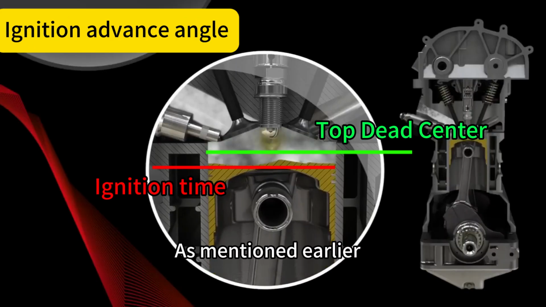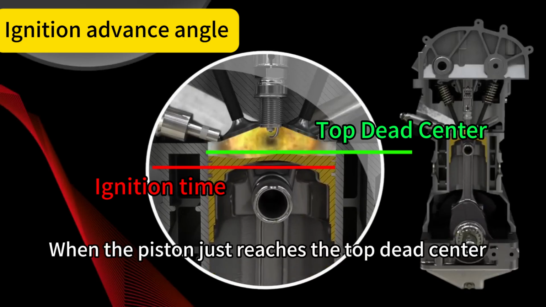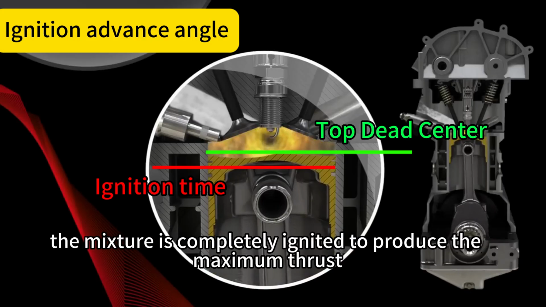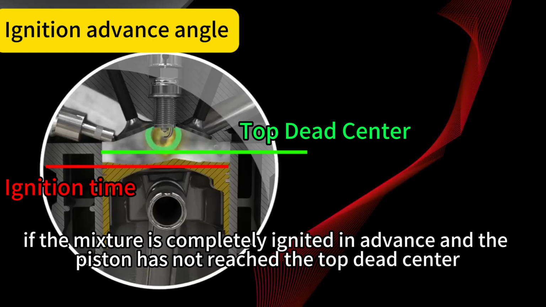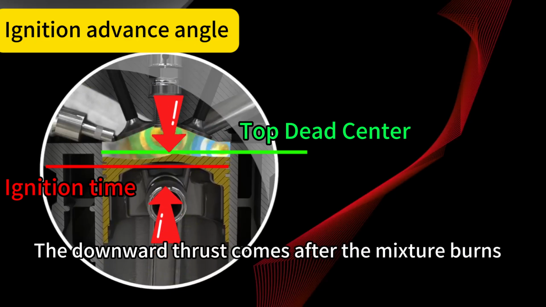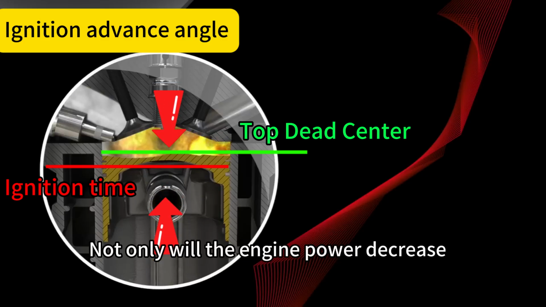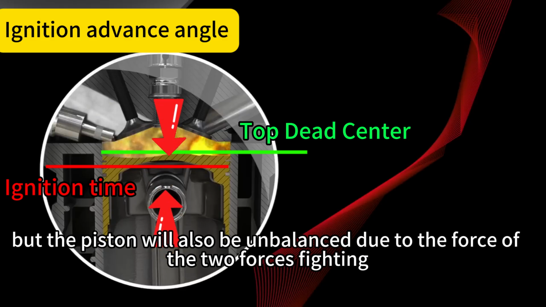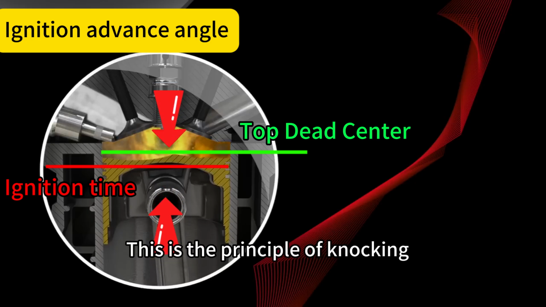As mentioned earlier, the spark plug ignites before the piston reaches the top dead center. The mixture is completely ignited just when the piston reaches the top dead center, producing the maximum thrust. However, if the mixture is completely ignited in advance and the piston has not reached the top dead center, there is still an upward force. The downward thrust comes after the mixture burns. At this time, the two forces will fight. Not only will the engine power decrease, but the piston will also be unbalanced due to the two forces fighting, causing left and right shaking, vibration and knocking of the cylinder. This is the principle of knocking.